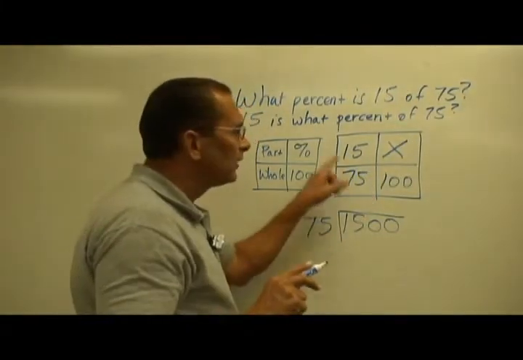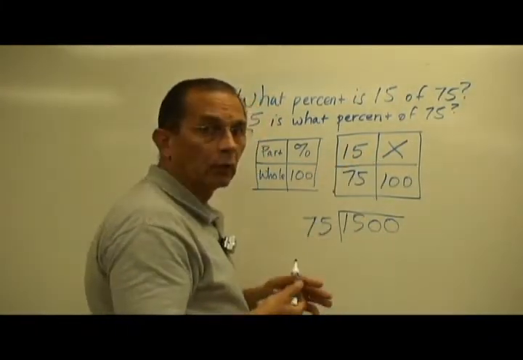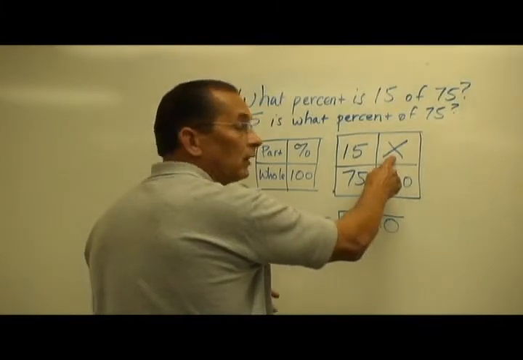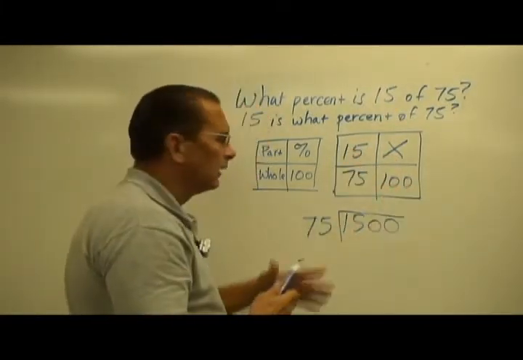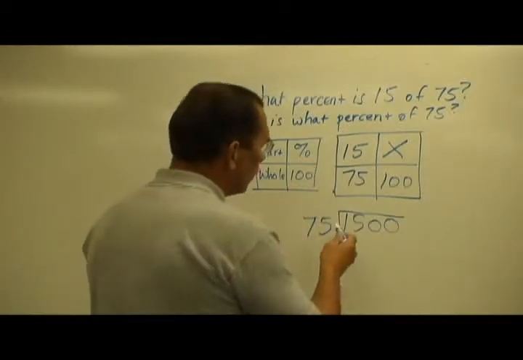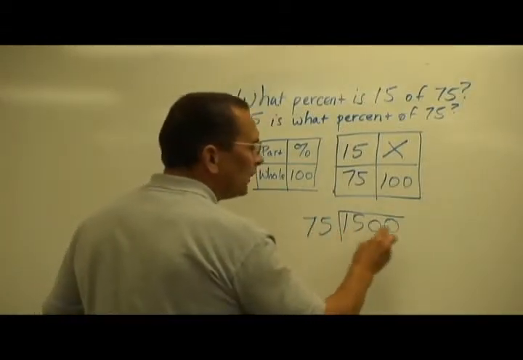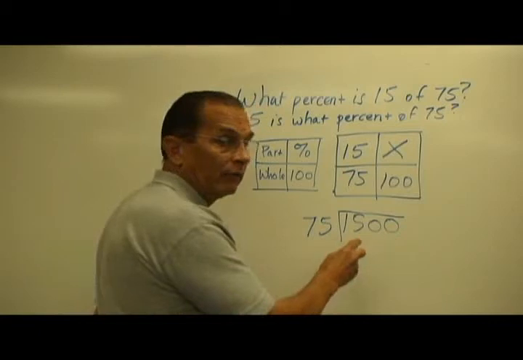Now recognize that this changes based on what we're looking for. See, if the x is here, then we're going to divide by this. If the x was over here, we'd be dividing by 100. Okay. Well, we'll get to that. So, we now have 1500 divided by 75.